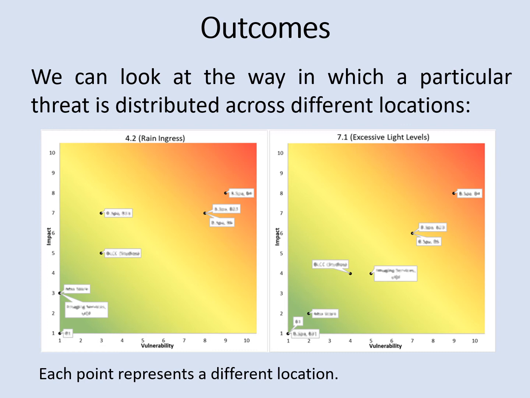We can also consider a particular threat and look at which particular locations or regions of the institution are most vulnerable to that particular threat. So here we're looking at, for example, rain ingress on the left or exposure to excessive light levels on the right. So this enables us to get a better idea of which particular areas or locations within the library are going to present the greatest risk for a particular type of threat.